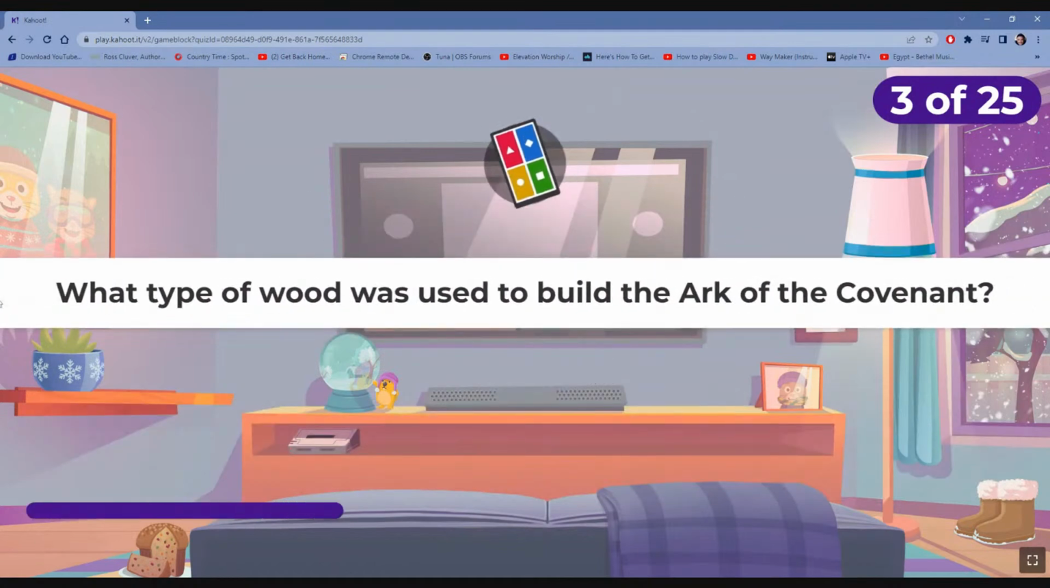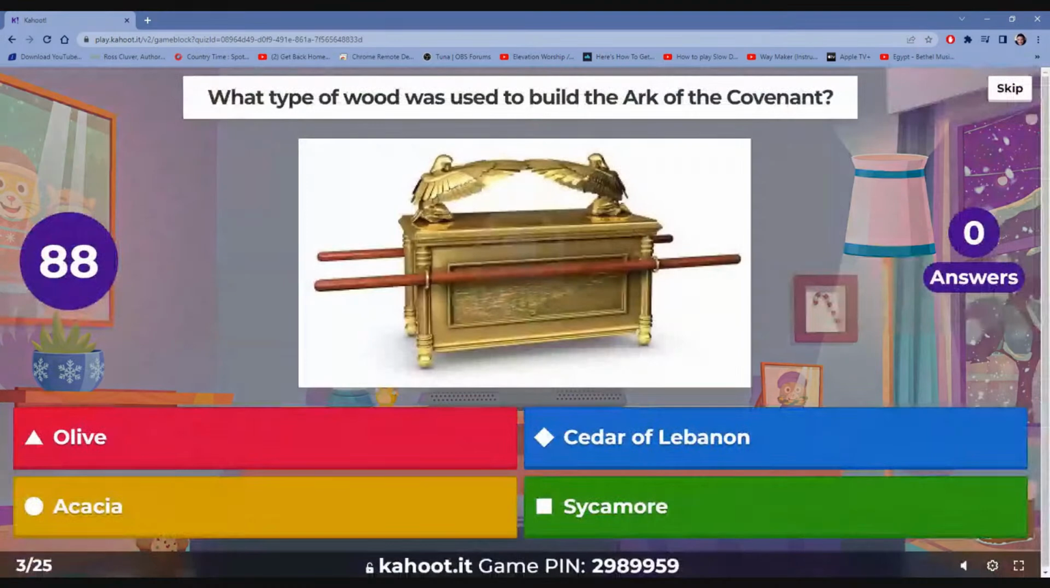The third question. What type of wood was used to build the Ark of the Covenant? If you were in the Bible in a year, you know that I pronounce this word probably 50 different ways. Red is olive, cedar Lebanon blue, acacia yellow, and sycamore green. And look at that beautiful ark there.